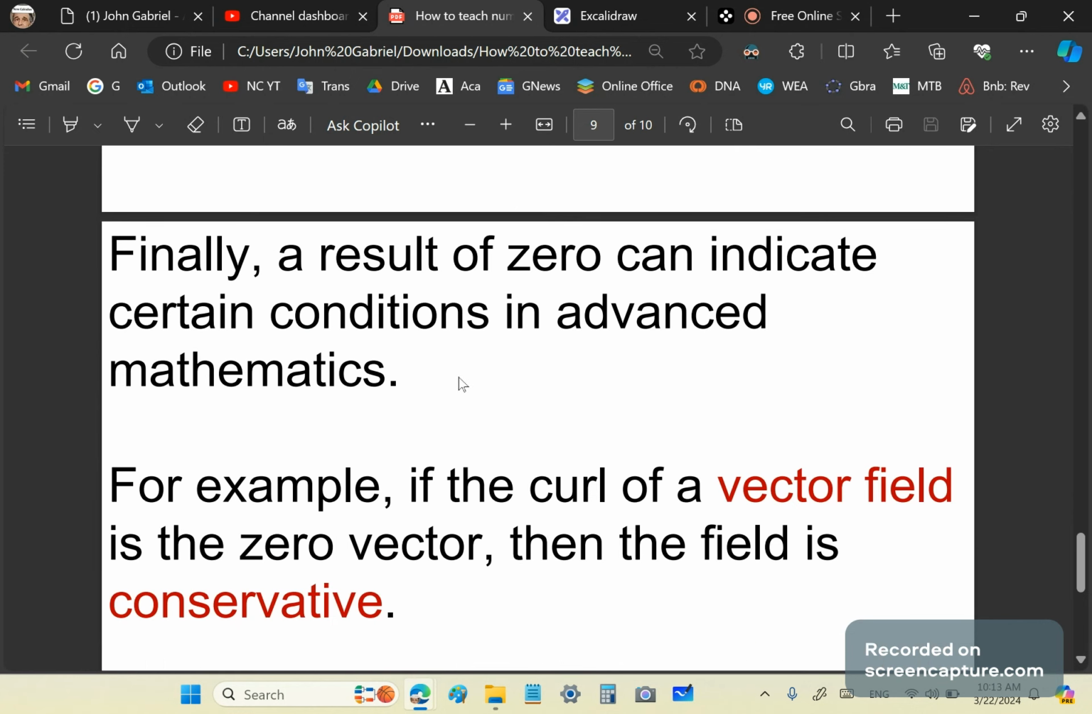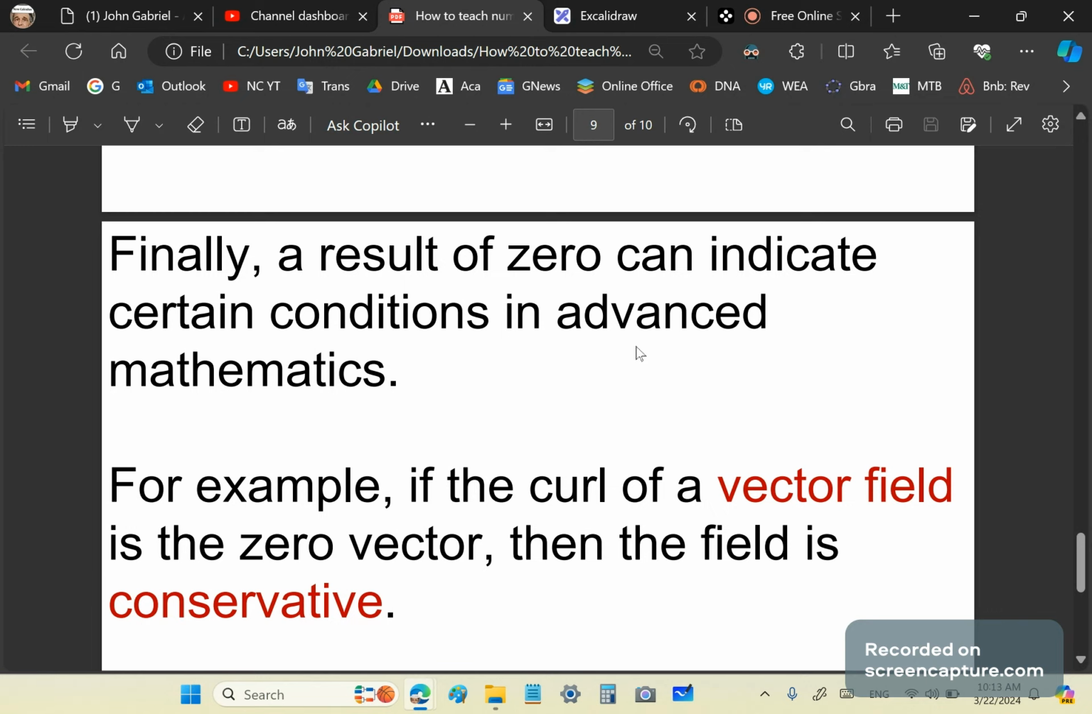So finally, a result of 0 can indicate certain conditions. For example, in advanced mathematics, if the curl of a vector field is the 0 vector, then the field is conservative. And there are many other cases where 0 is used to indicate other conditions. Okay, in parallelism, in flux integrals, in line integrals, and in lots of other equations. Even in matrix algebra, you have a great use of 0. So I'm not dissing 0 and saying it's not useful. It's very useful, but it's not a number, and students should be told this.